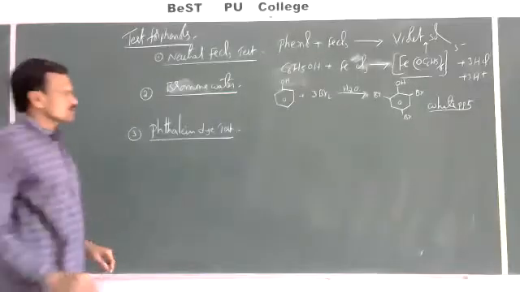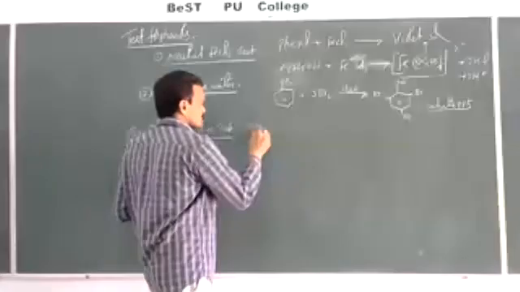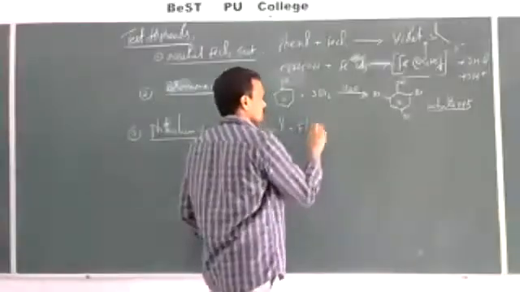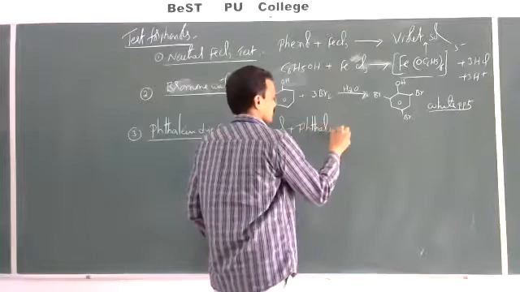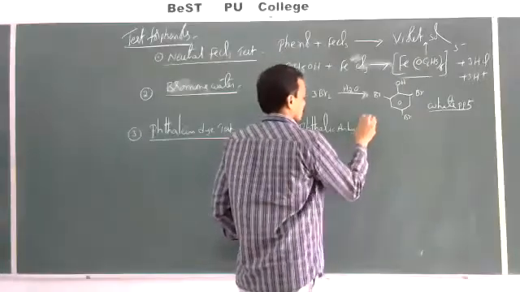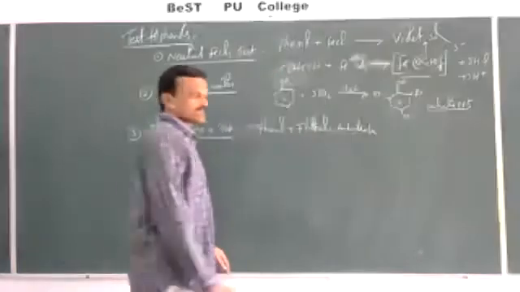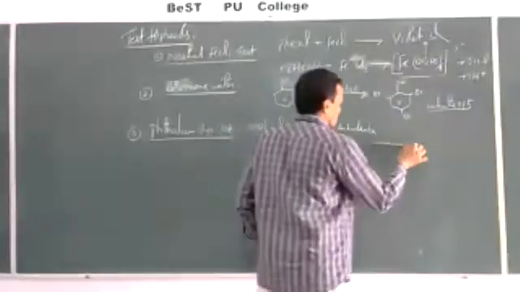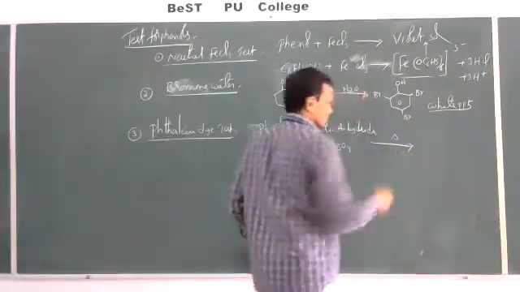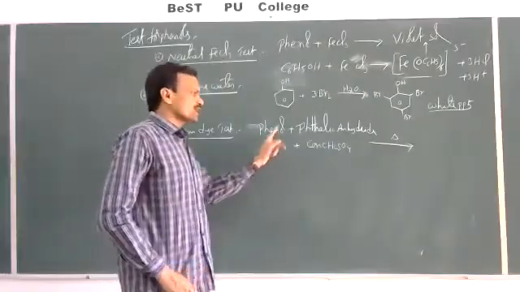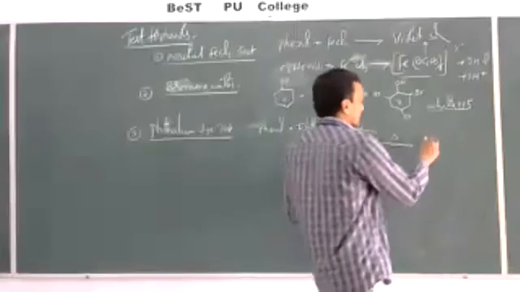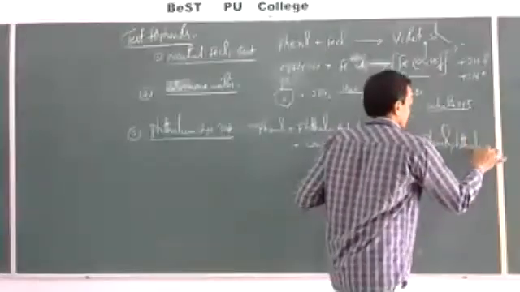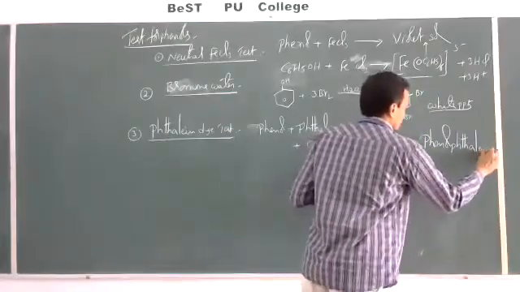Thalein dye test. When phenol is treated with phthalic anhydride and a few drops of concentrated H2SO4 and heated, we will get an indicator called phenolphthalein.